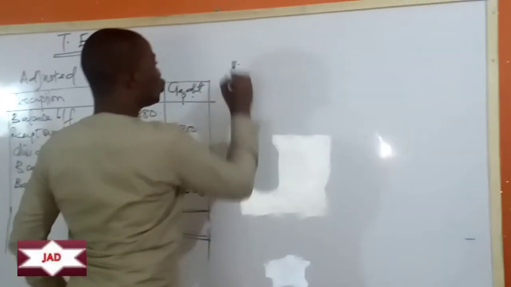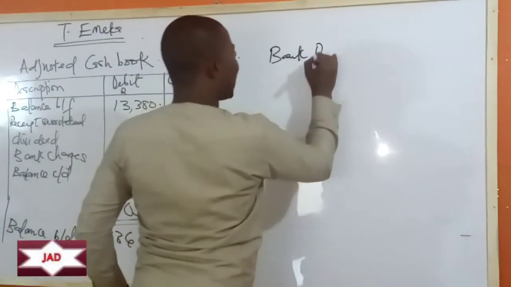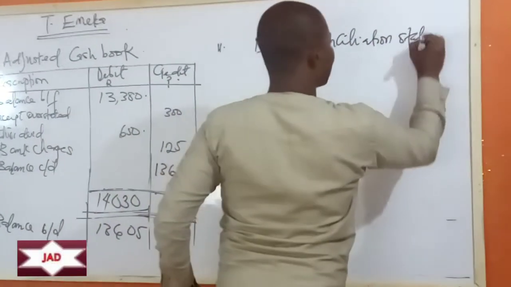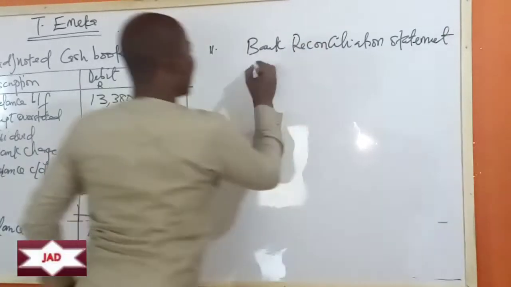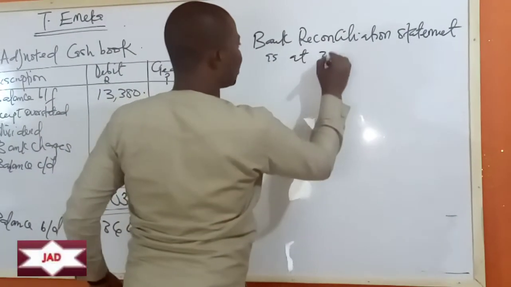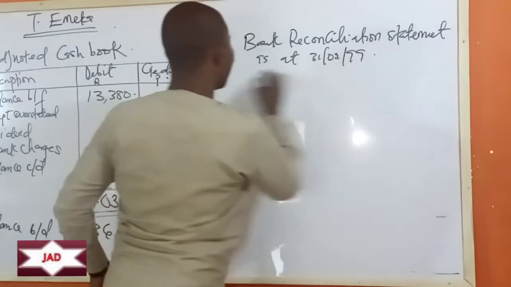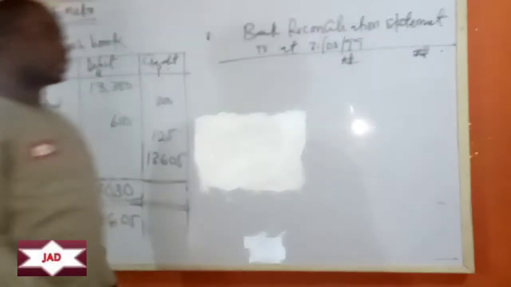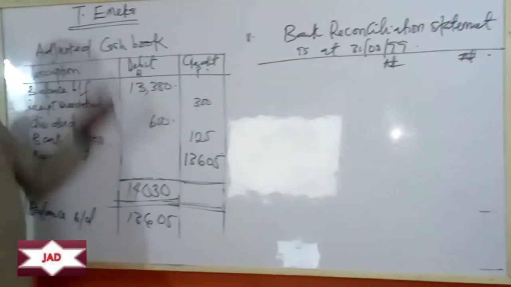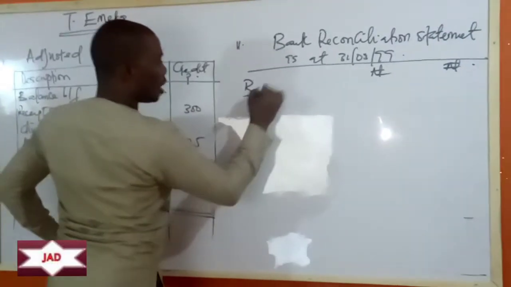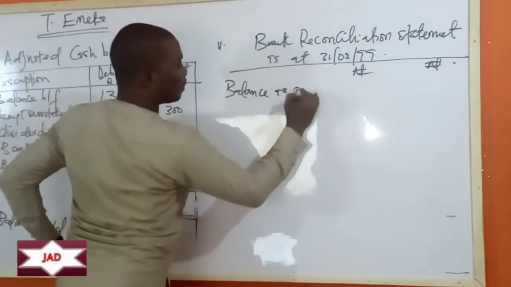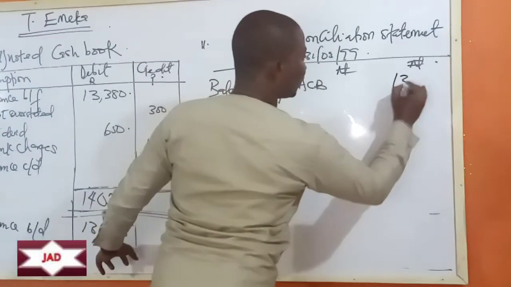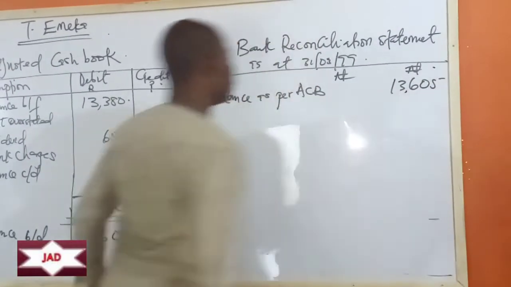So we have two bank reconciliation statements as at 31st March 1999. So let us prepare our bank reconciliation. So what do we have? Balance as per the cash book. That's the new balance the cash book is having. Balance as per adjusted cash book. What do we have? 13,605 naira.